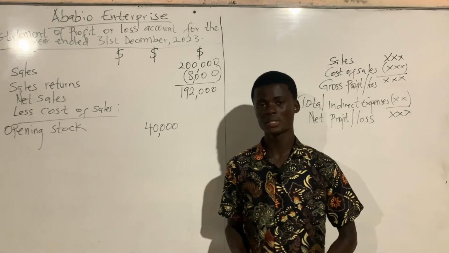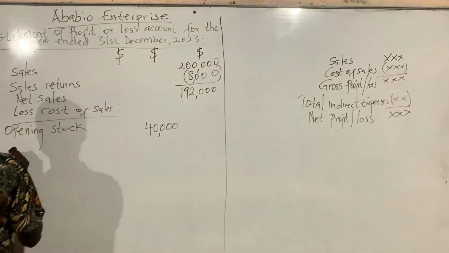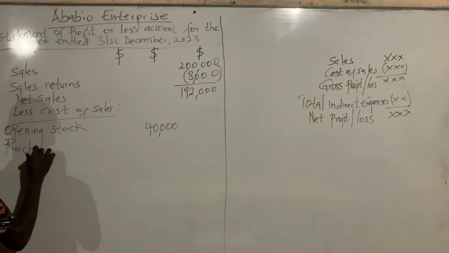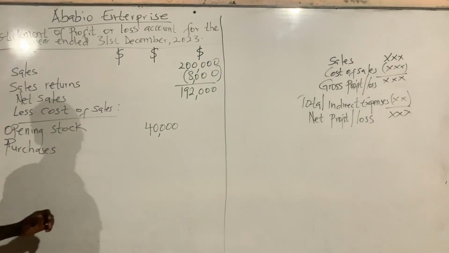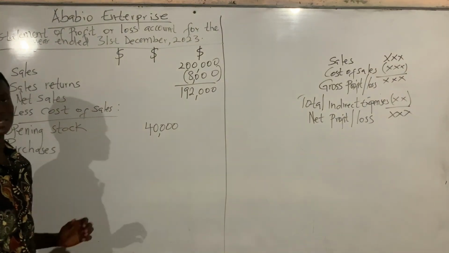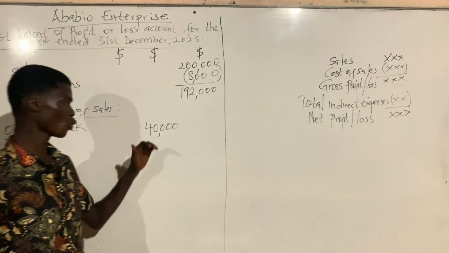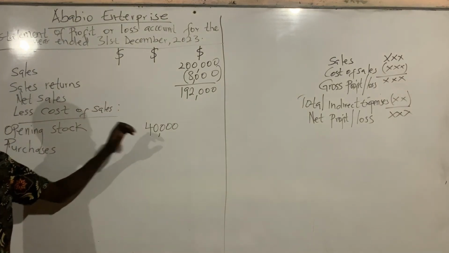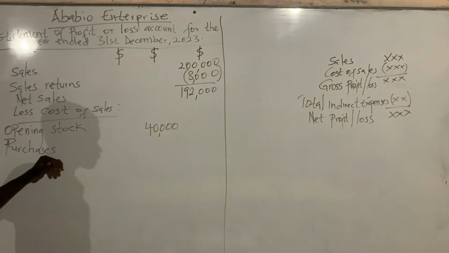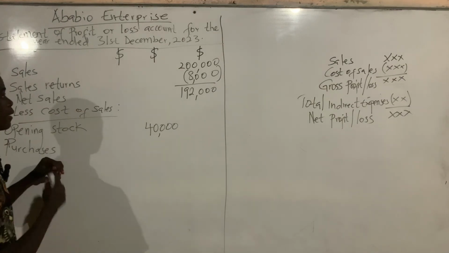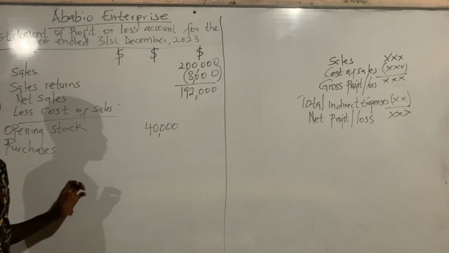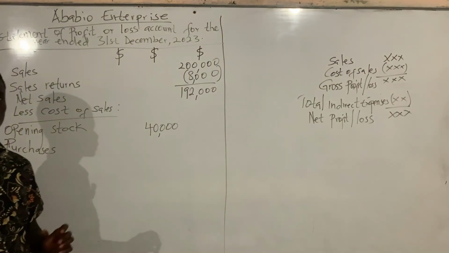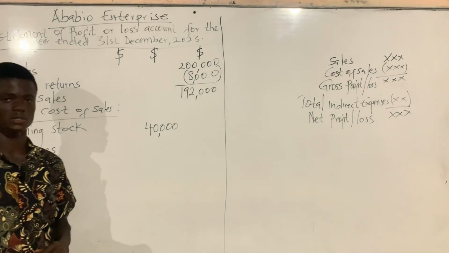So we will bring our purchases. This purchases figure, when there is no adjustment to it, will be added to the opening stock to get the cost of goods available for sales. But when there is adjustment to the purchases figure, then that purchases figure will first be adjusted before the net figure of that purchases will be added to the opening stock to get your cost of goods available for sales.